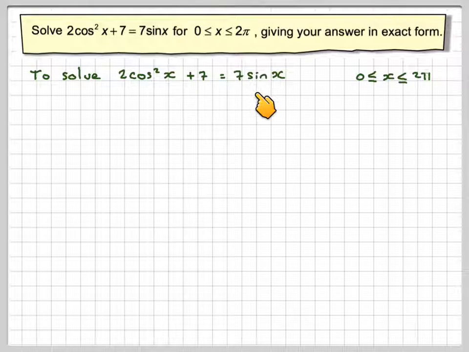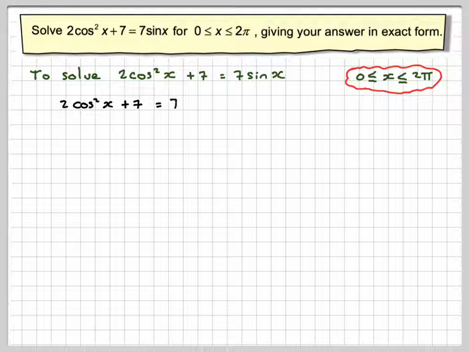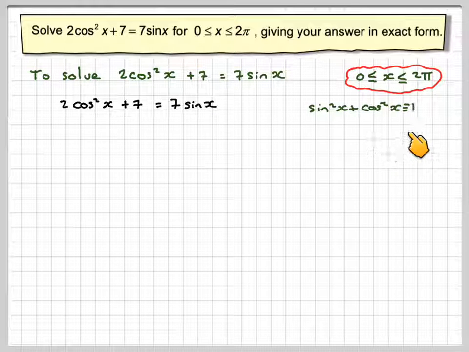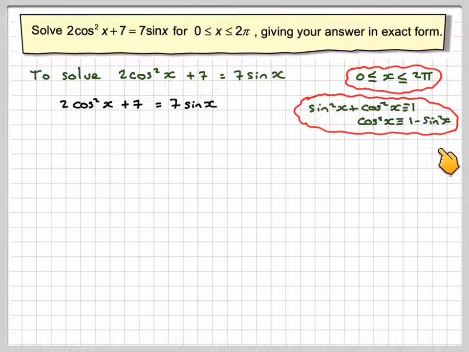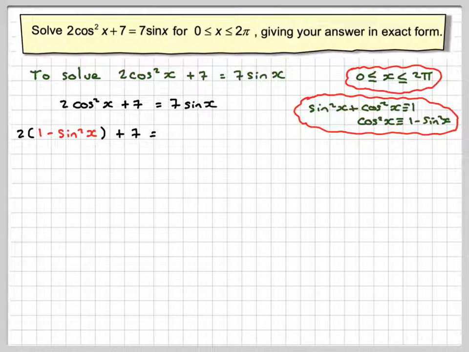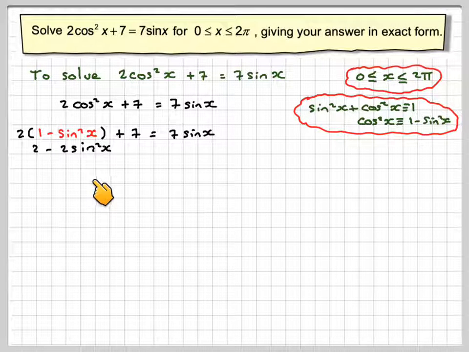Right, the problem is we've got two different functions, sine and cos x, so we can change the cos squared x by using sine squared plus cos squared is equal to 1. Therefore cos squared is equal to 1 minus sine squared x. So replacing this cos squared x with 1 minus sine squared x, 2 times that bracket plus 7 is equal to 7 sine x. And we now expand the bracket, we get 2 minus 2 sine squared x plus 7 is equal to 7 sine x.